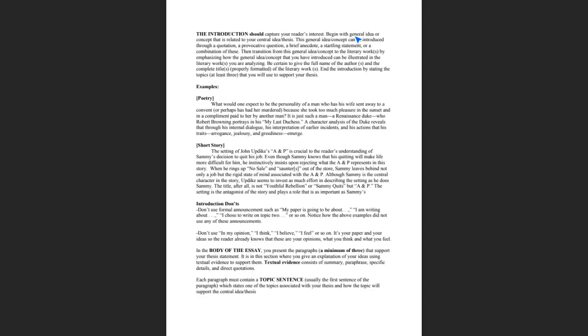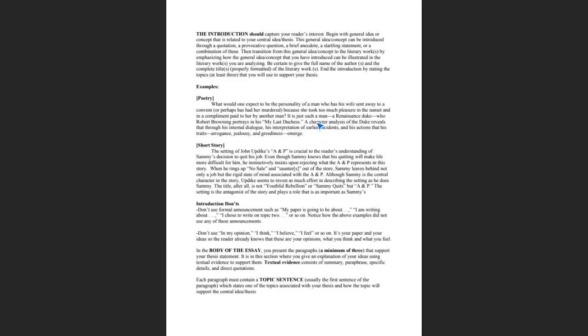And you can do this by introducing a question, a quotation, a brief anecdote, which is just a story, a startling statement, or a combination of these. And then you transition from that to the main idea that you're going to introduce. And the best way to do this is to look at some of the examples here.